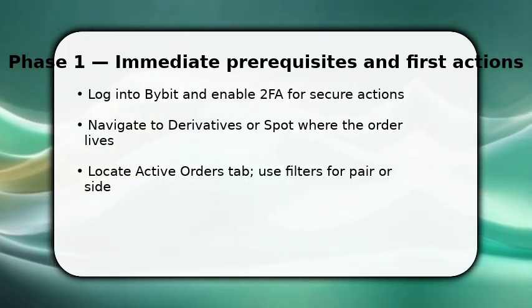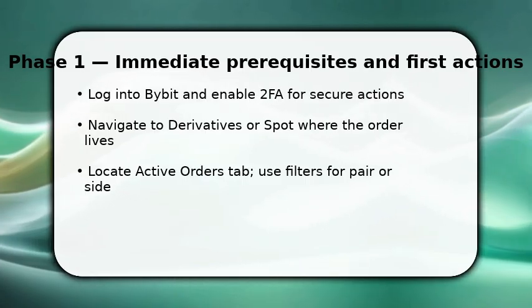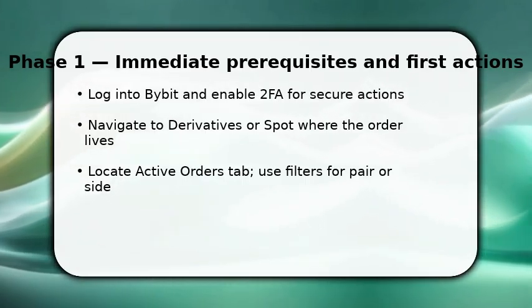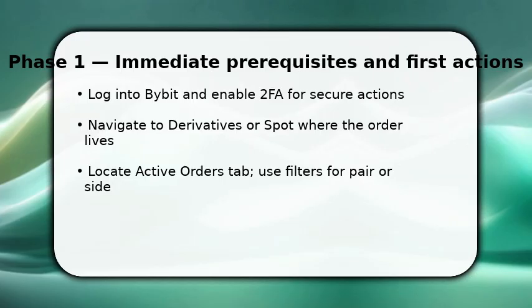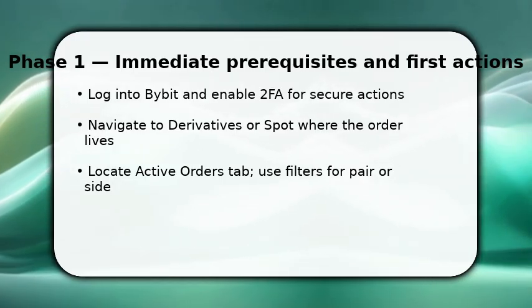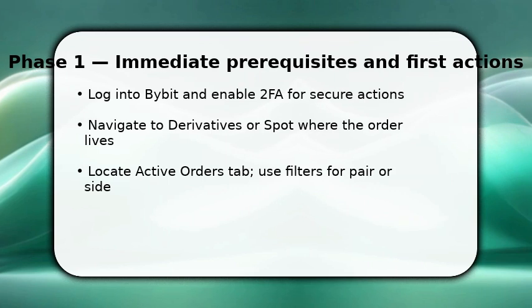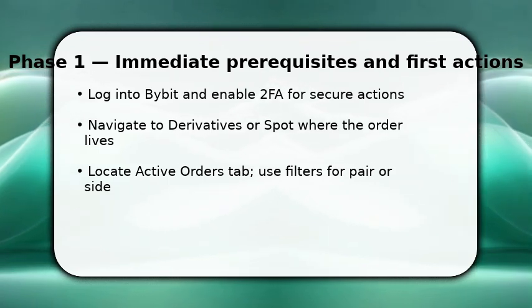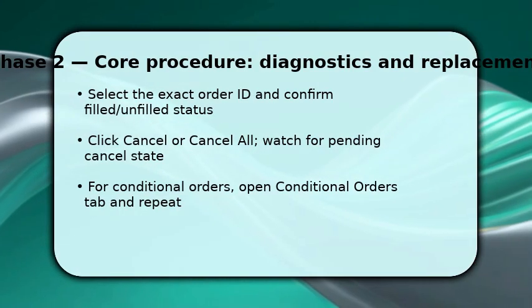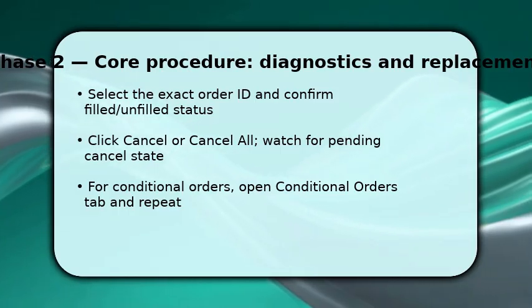Once the order list loads, use the Active Orders tab and apply filters for side or time to surface the target order quickly. This reduces mistakes and speeds cancellation. Once the target order is visible, inspect its ID, size, price, and filled percentage so you cancel the right one. Click Cancel on that line.